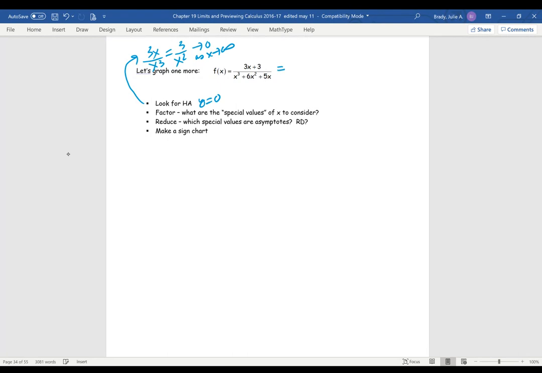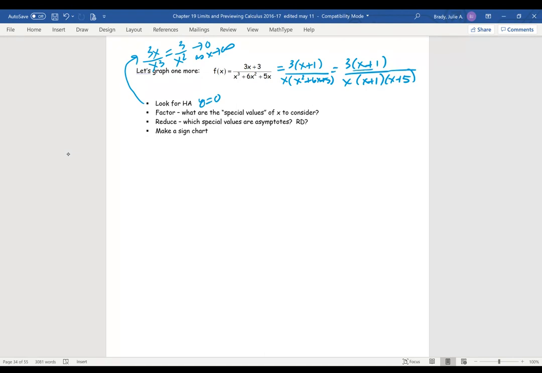Okay, let's factor. 3x plus 1. Then we factor out an x squared plus 6x plus 5. So we've got 3x plus 1, x plus 1, x plus 5. So let's stop here and see what the special numbers to consider are.